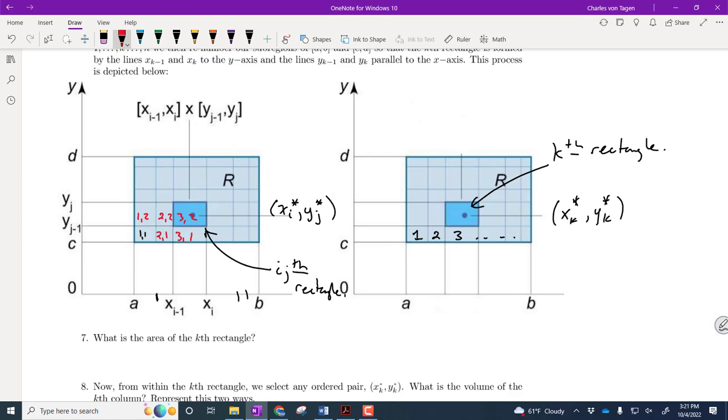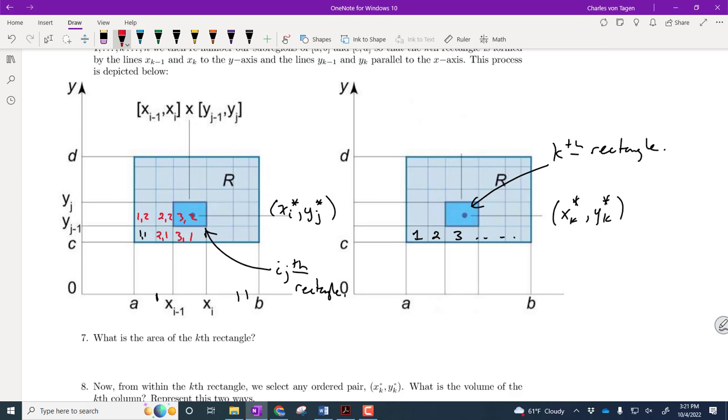This is why it is kind of a pain to go through and do this renumbering. Notice that the x column that we're in is different than the y row that we're in, and that's why I use different subscripts.